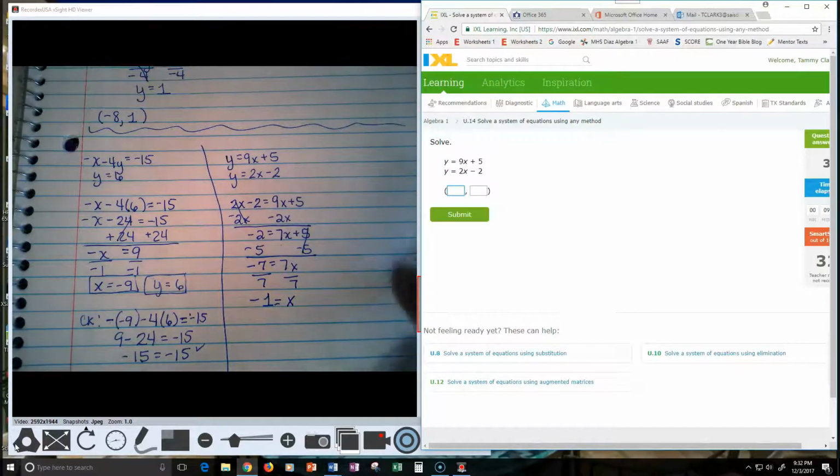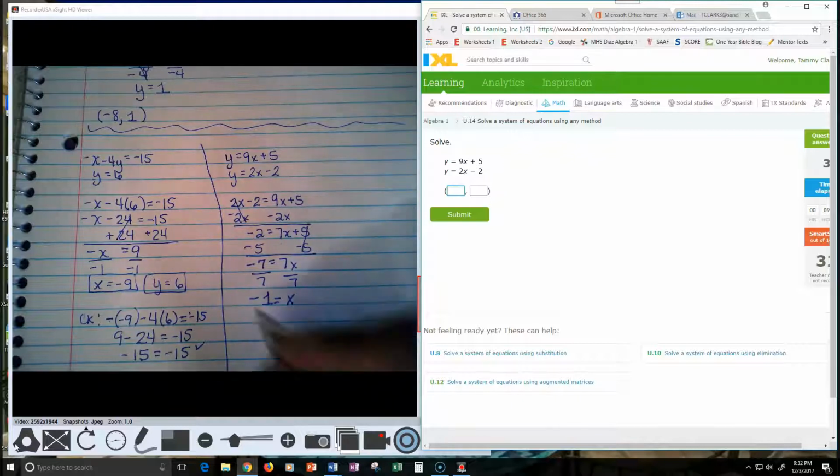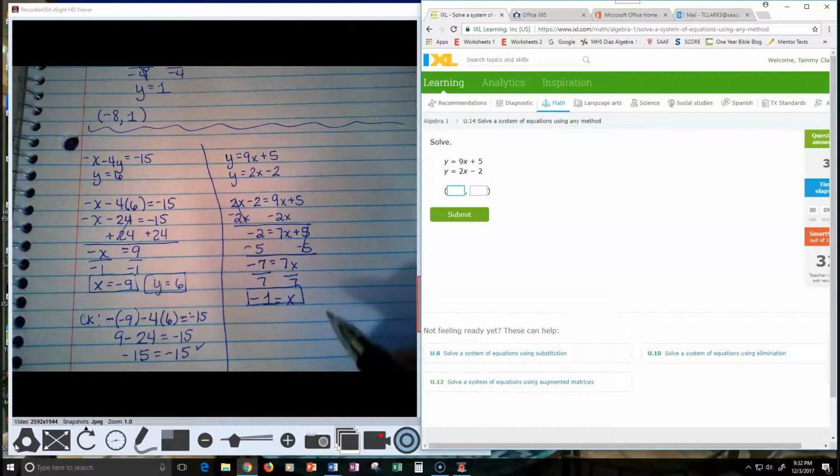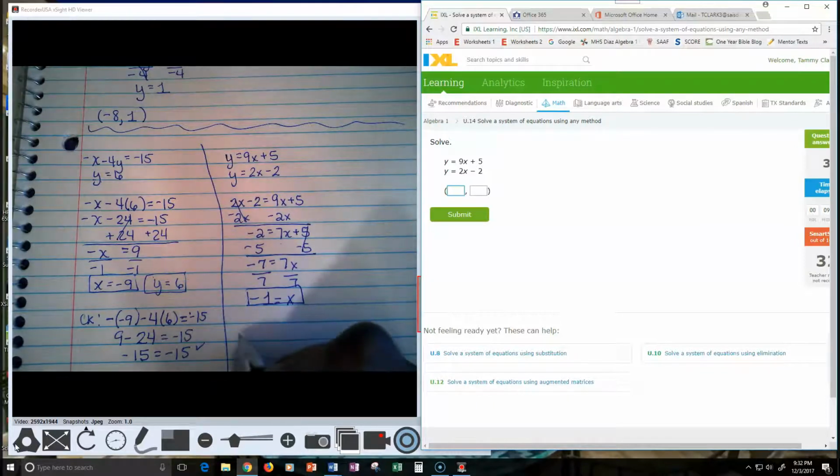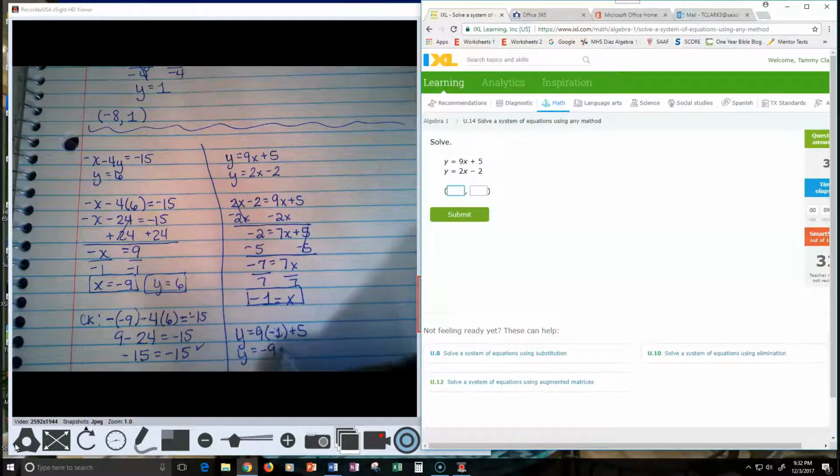Now, that would be wonderful if we were done, but we're not because we don't know what y is. So pick either equation and substitute. I'm going to pick the first one, which is y is equal to 9 times negative 1 plus 5, because all I did was replace x with negative 1. y is equal to negative 9 plus 5. Therefore, y is equal to negative 4.